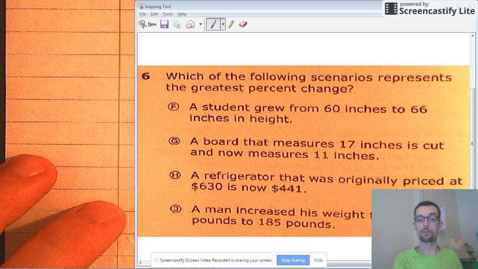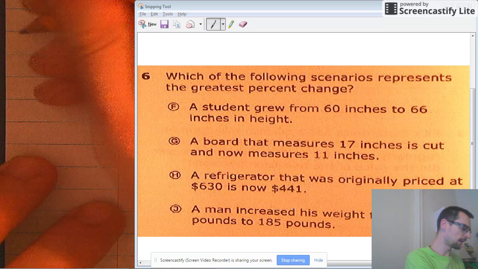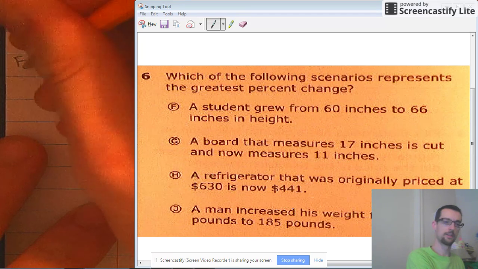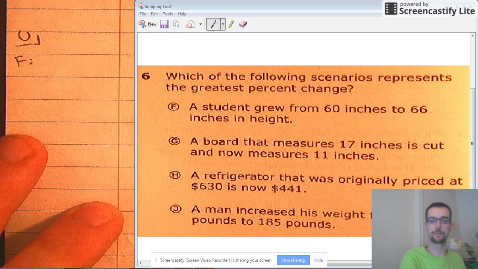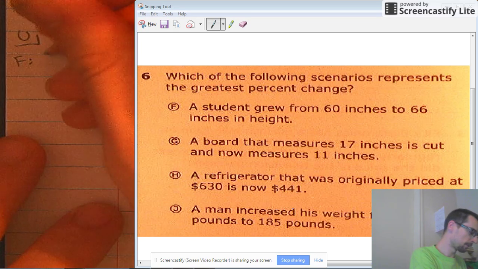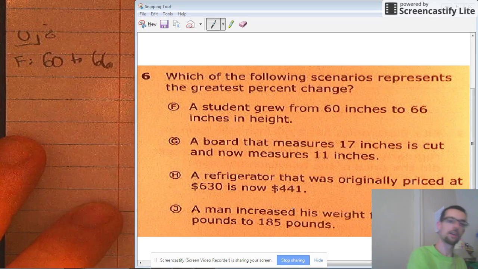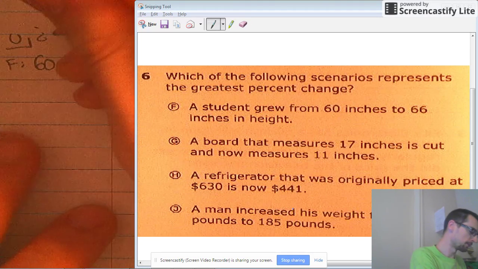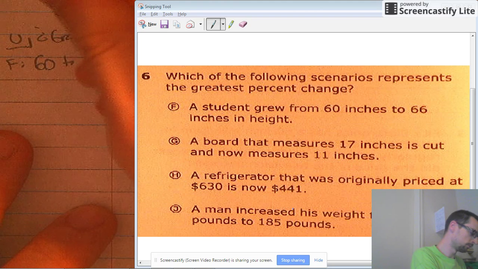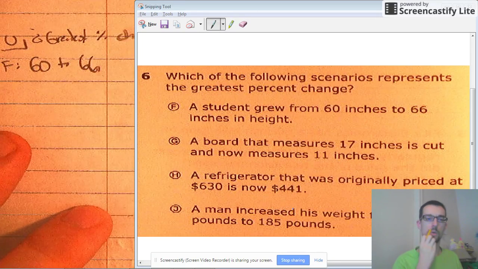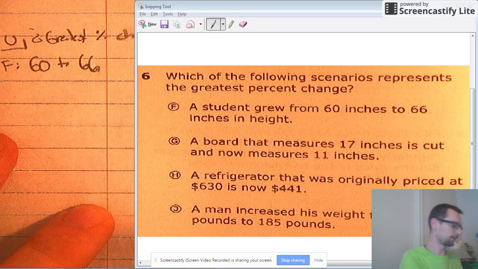F. A student grew from 60 inches to 66 inches in height. And for my upsee, I'm going to just go ahead and write these down, right? Because I really can't work this out without the answer choices in front of me. So 60 to 66. And my question is, what is the greatest percent change? Okay, cool. 60 to 66 inches.